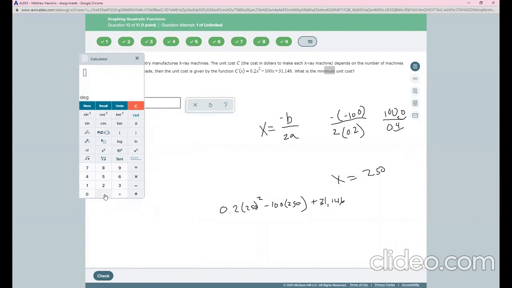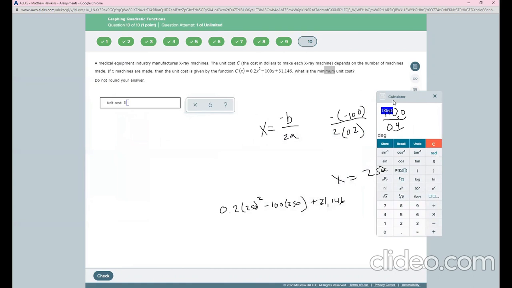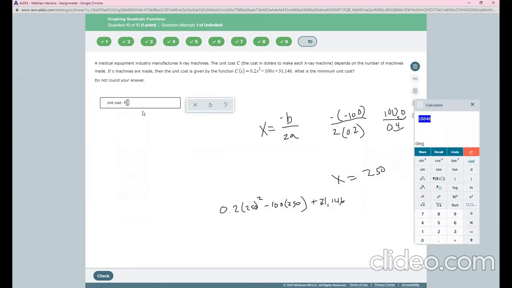But let's just type all this in. So we got 0.2, and then I'm going to just type it in exactly how it looks. So I have 250, and then it was squared. So I have to find the exponent button. Where is that one? Right here. And I type to the second, then I need to come back down. So I'm just going to click over here, minus 100, 250, plus 31,146. I got 18,646. So this should be the Y value for the cost.